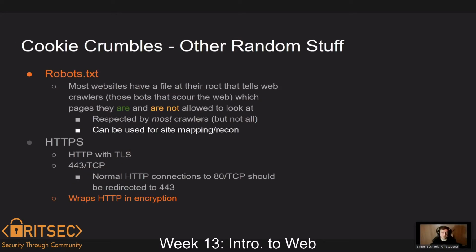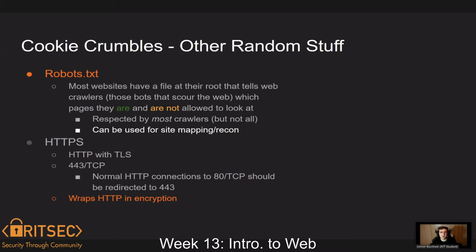Cool. So real quick, let's go over some random web stuff that didn't really fit in any of those slides. A super important thing to keep in mind for security, web, and CTFs in general is the robots.txt file. Most websites will have this file right at their root directory. So you can go to google.com/robots.txt. No idea if there's actually a file right there, but that would be the format of where it is.